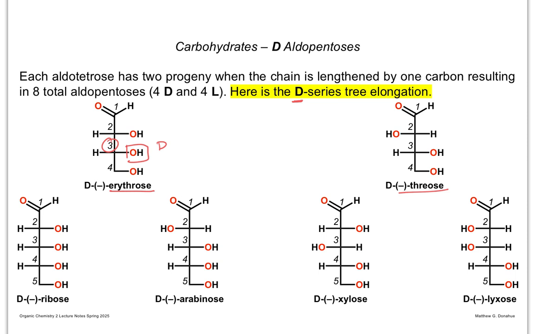Do we have to memorize this for the final? I don't think so. As I said, there's one thing you should know. I'll explain what that is when we get to the hexoses. But for these, I don't think you have to memorize the structures. So erythrose gives rise to ribose and arabinose. Threose gives rise to xylose and lyxose.